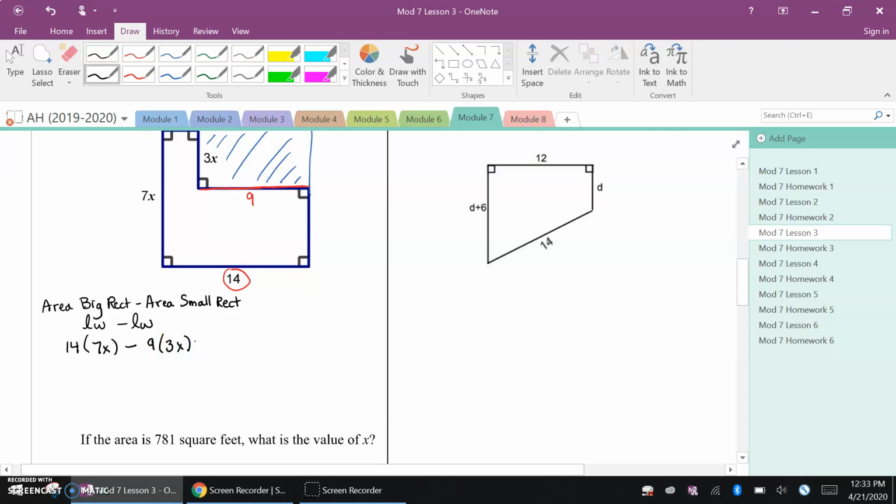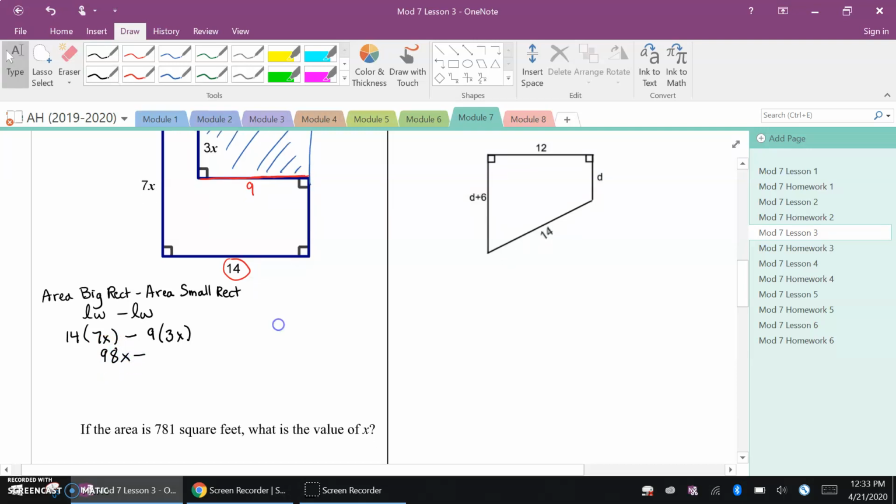So when you multiply 14 times 7 in your calculator, you're going to get 98x. Then 9 times 3x is going to give us 27x. And when you subtract those, you're going to get 71x. And then this is units squared. And the reason we're doing that is because they don't tell us what units that we actually need to use.